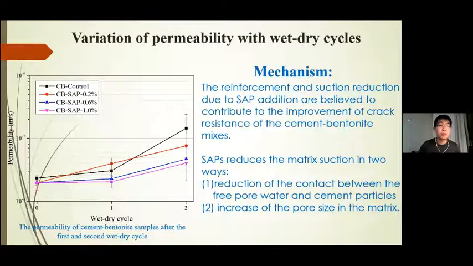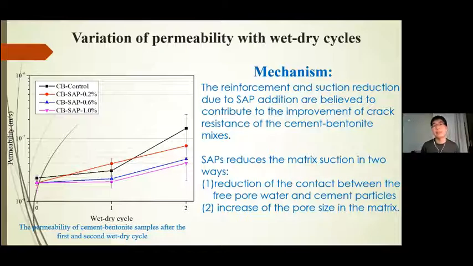So we also tested the permeability of these samples, and after 2 wet-dry cycles, you can see for the 1% SAP samples, the permeability just slightly increased, but for the control sample without any SAP addition, the permeability basically increased by an order of magnitude.